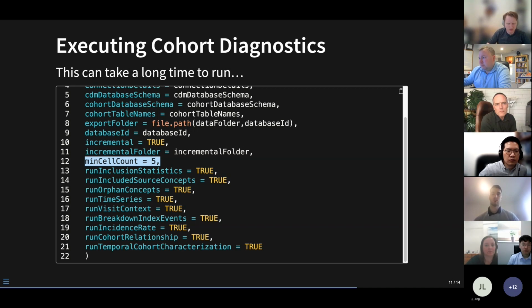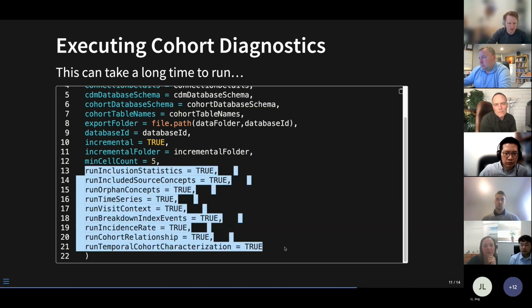And that's important in terms of identifiability, because if in principle one patient, say, or a small number of patients have a given covariate, it's easier to identify them. So it's super important to set this correctly according to your own requirements that will be either legal or license based for your data. And then following that, you can configure which settings you would like to run in cohort diagnostics.